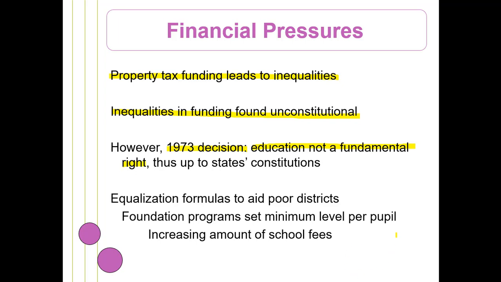And so that decision left it back up to the states' constitutions to determine how they would fund that. And I already talked about the equalization formulas to try to help poor districts, and then certain foundation programs that set a minimum level per pupil, and then looking at other things as far as increasing the amount of various fees that schools can charge to raise revenue.